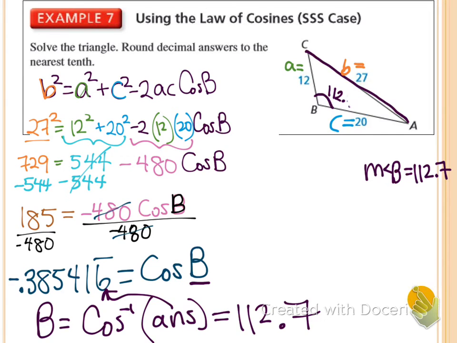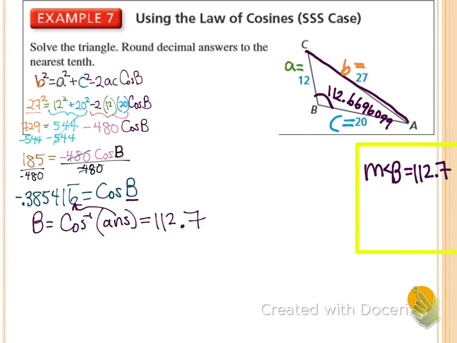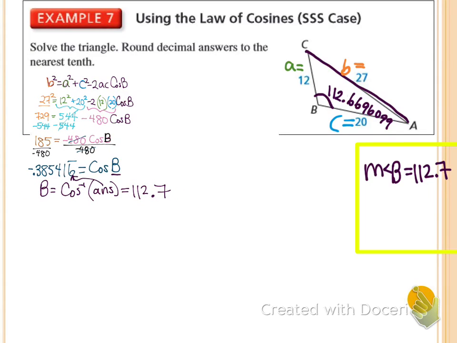So again, I would not round in the middle of a problem. Yes, in your final answer, you're going to write 112.7. But when you're using it in the law of cosine, or the law of sine in a second, I would make sure you do not round. So it's 0.6696099. I know that's ugly, but you will have the correct answer, which is beautiful.